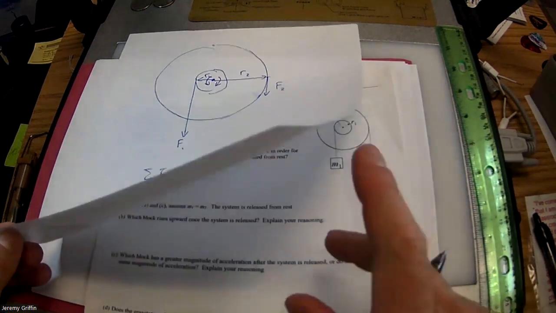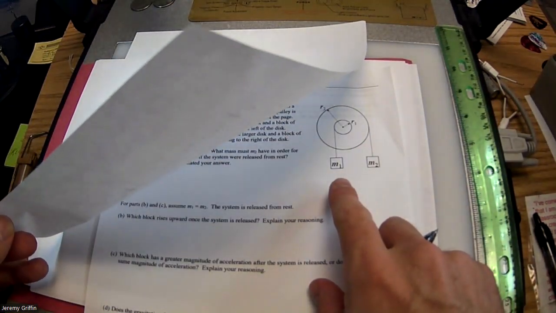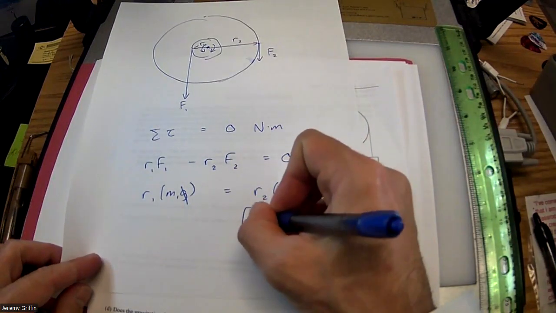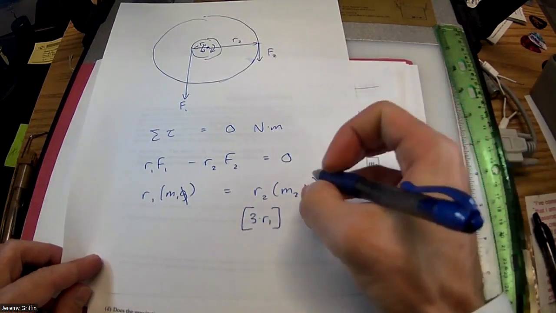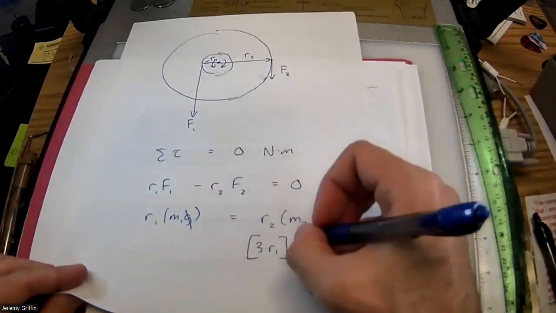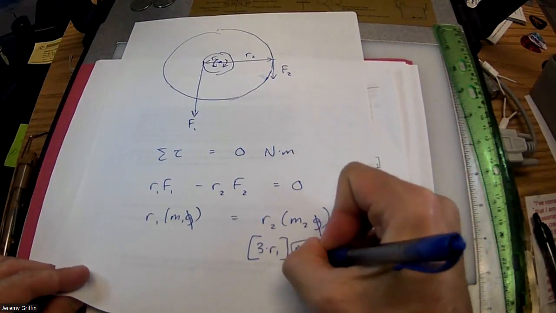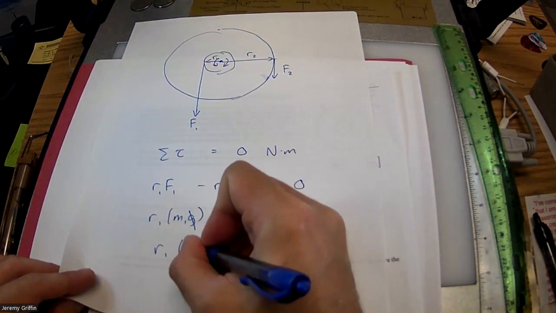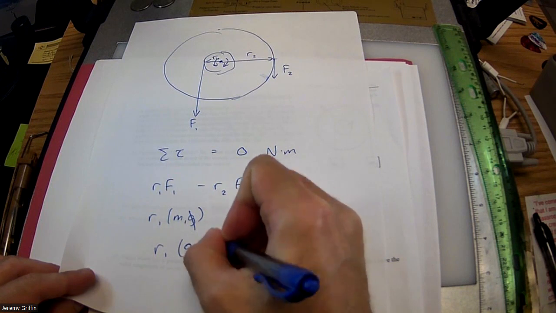Now, they did say the proportion of the radial sizes. Right? It said R2 is 3R1. So where R2 is, I'll do 3 times R1. We're solving for M2. And M1, they told you, was 9 kilograms.